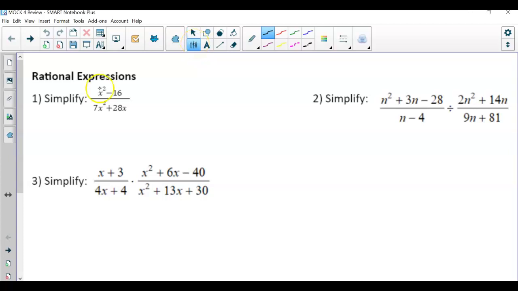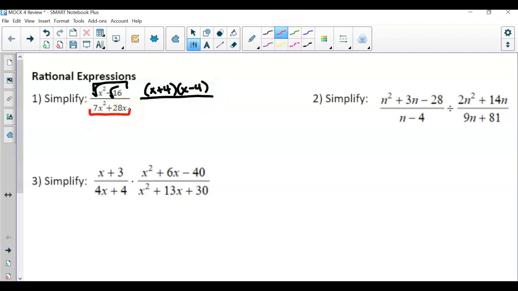I notice in my numerator that I have a difference of two perfect squares because I can take the square root and you have subtraction. So the numerator could be factored as x plus 4, because the square root of 16 is 4, times x minus 4, over, then in my denominator.